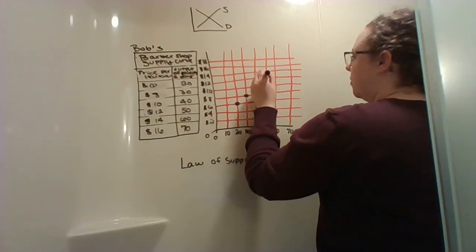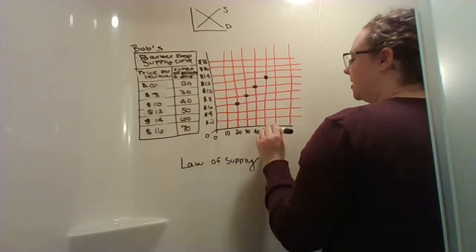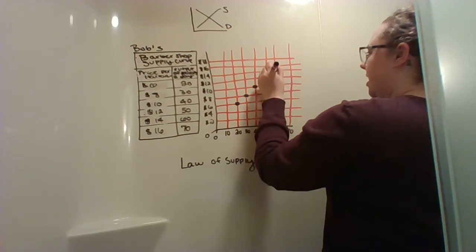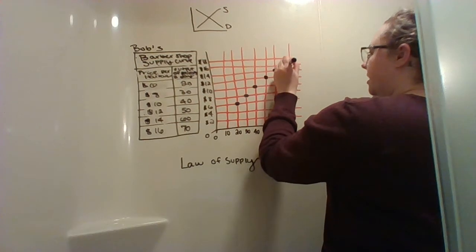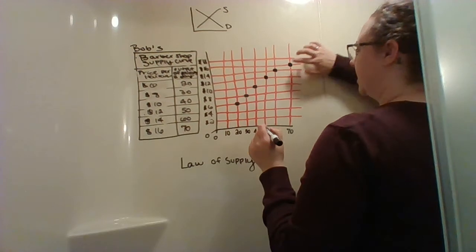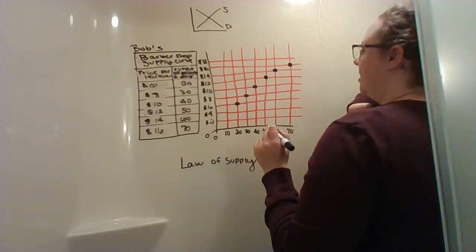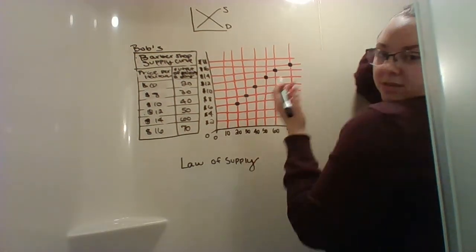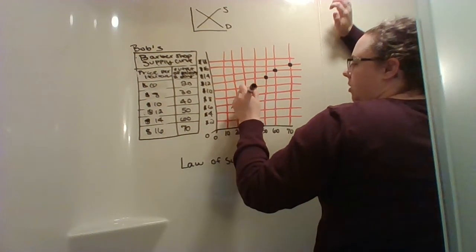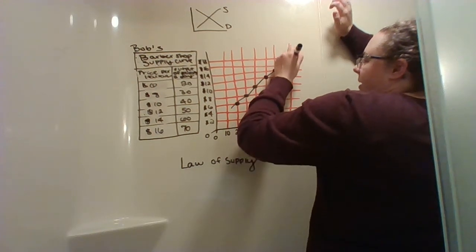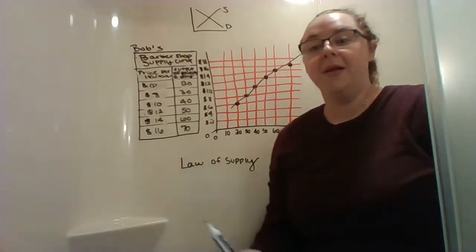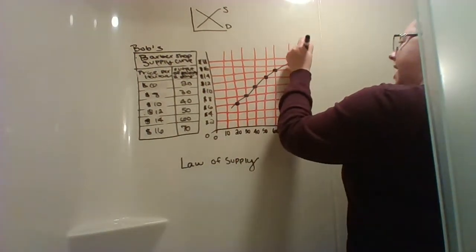And we're just going to keep moving up. $12, 50 haircuts. $14, 60 haircuts. 70 haircuts at $16. Now my line's going to get a little off kilter because this is not straight, but that's just because I'm really bad at drawing lines, okay? Don't judge me. Or judge me, I don't really care. But yeah, no, my line's a little bit off. Just a little bit. No, it's really off. But that is a supply line. That is the law of supply.